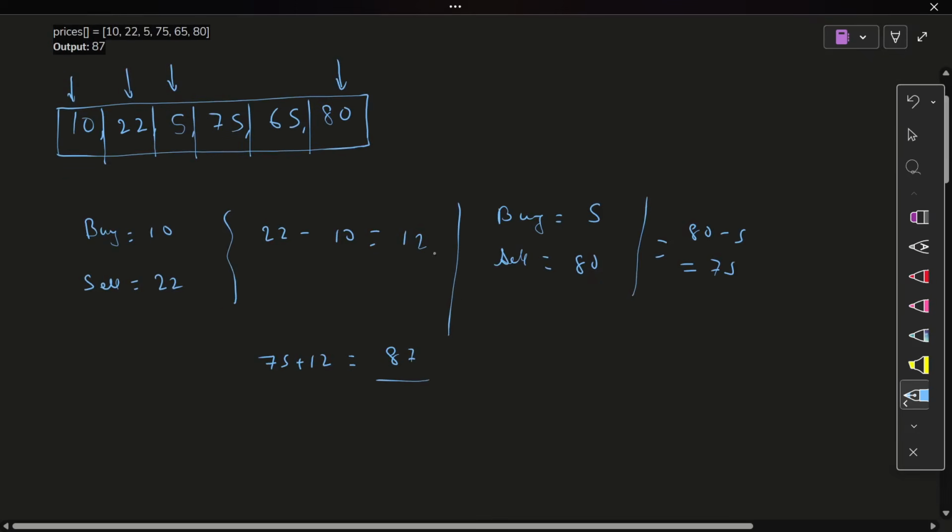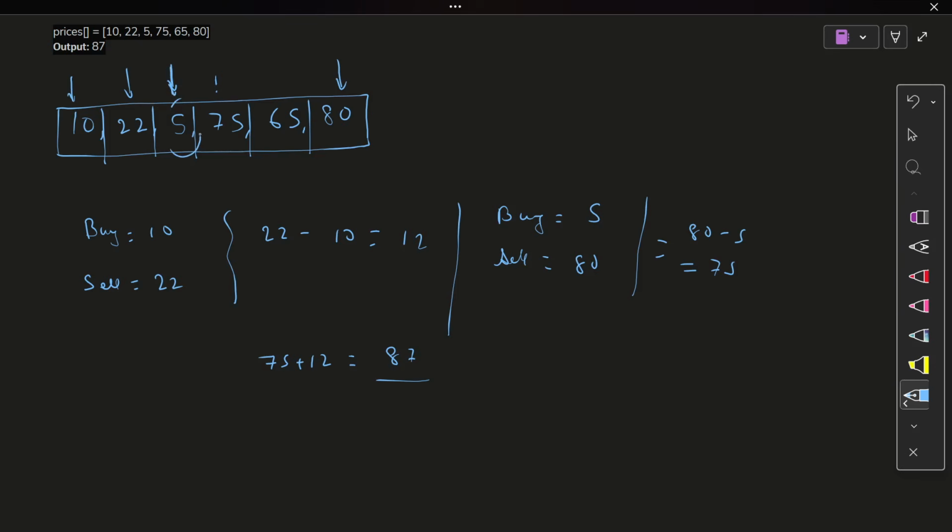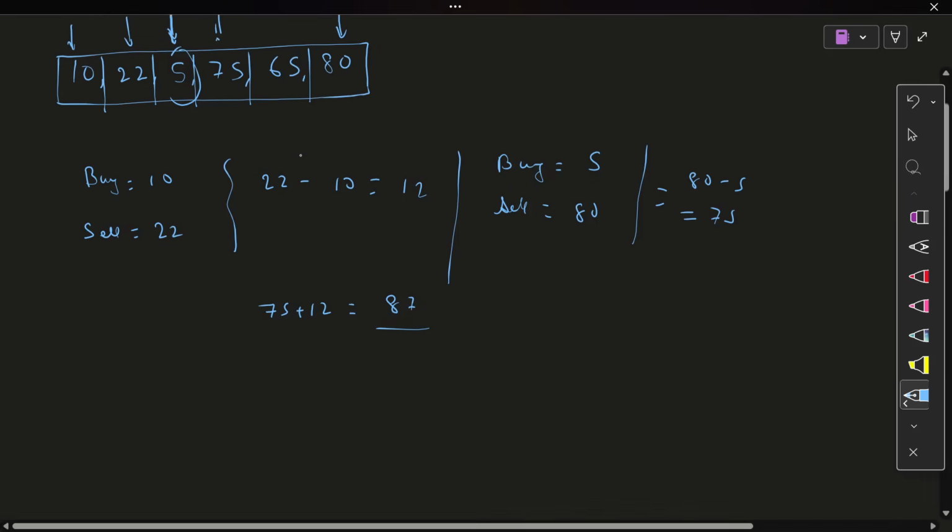First, buy at this price and sell at the maximum. Then again we can start buying from here, and sell for maximum profit. This is brute force: buy at this one, sell at this one, buy, sell. Another approach is the DP problem. So how can we solve this?